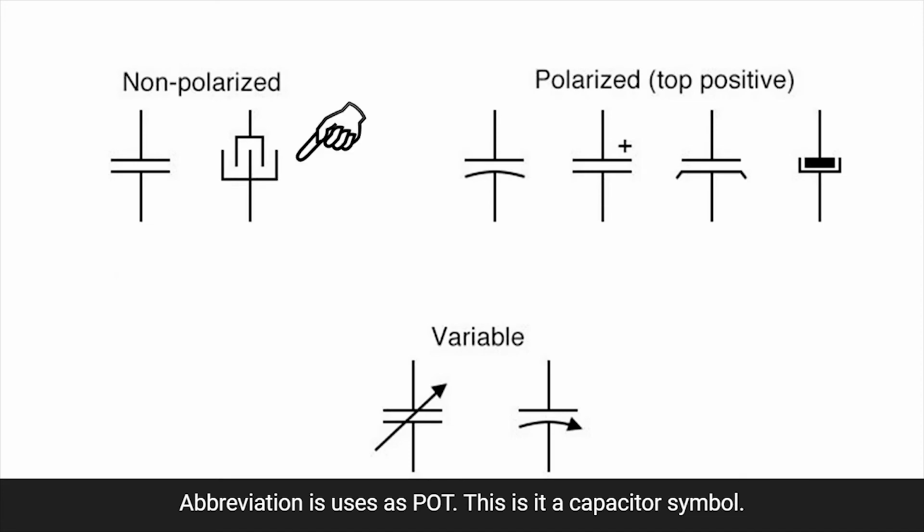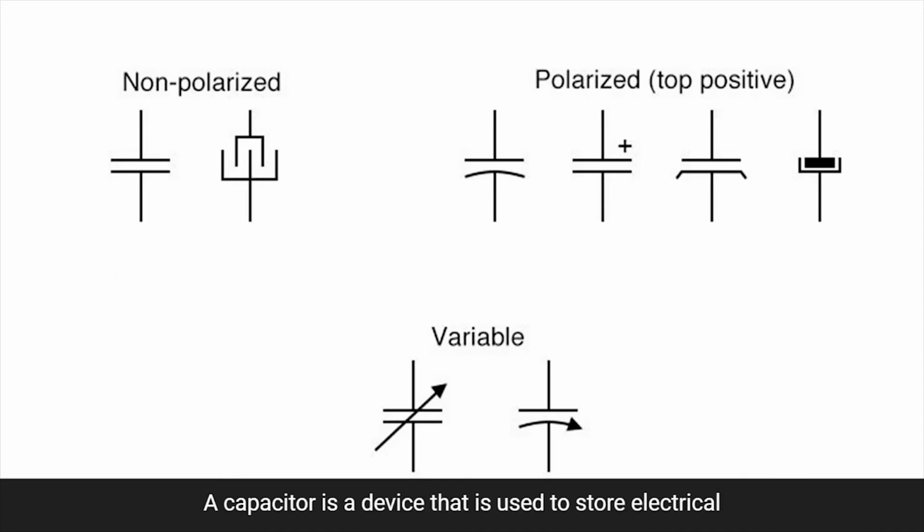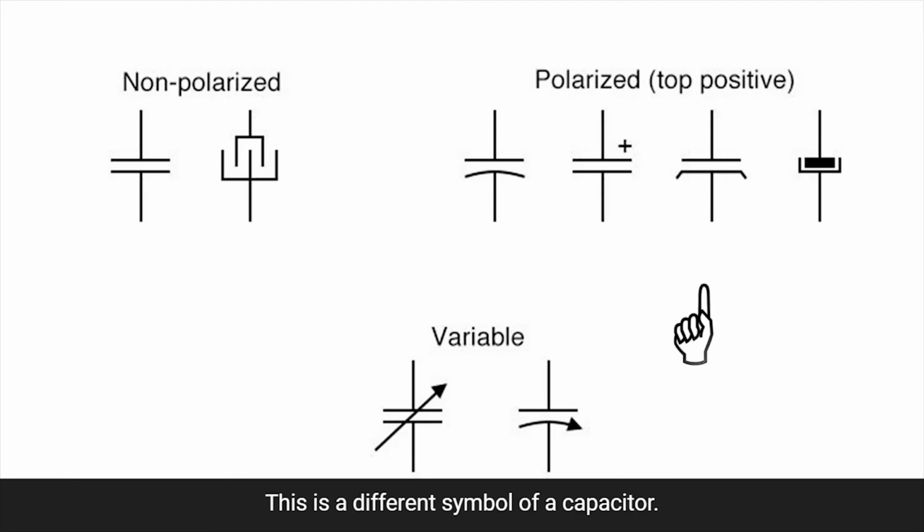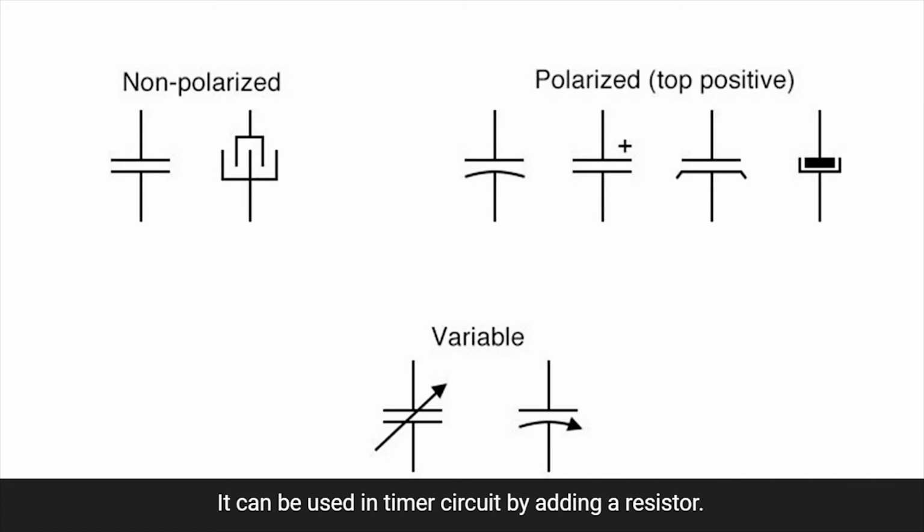This is a capacitor symbol. A capacitor is a device that is used to store electrical energy. It consists of 2 metal plates that are separated by a dielectric. It is applicable as a filter, that is to block DC signals and allow AC signals. The abbreviation is C. This is a different symbol of a capacitor which is polarized.